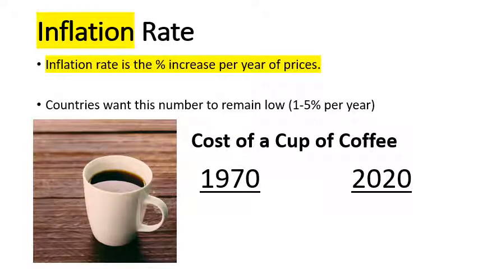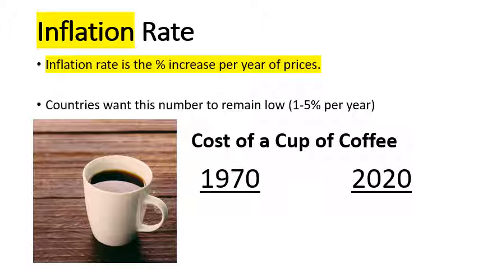So now inflation rate. This is an important concept, okay? Inflation rate is basically the percentage increase per year of prices. Every year, prices tend to go up across the board. Okay, now in certain years, some prices may go down, but they're usually offset by increases in other products' prices. Okay, the goal for countries in regards to inflation is to keep their inflation rate relatively low. Okay, they want to try to keep it somewhere between 1 to 5% per year. That means that they want to make sure that the prices for items don't go up above 5% per year, generally speaking.